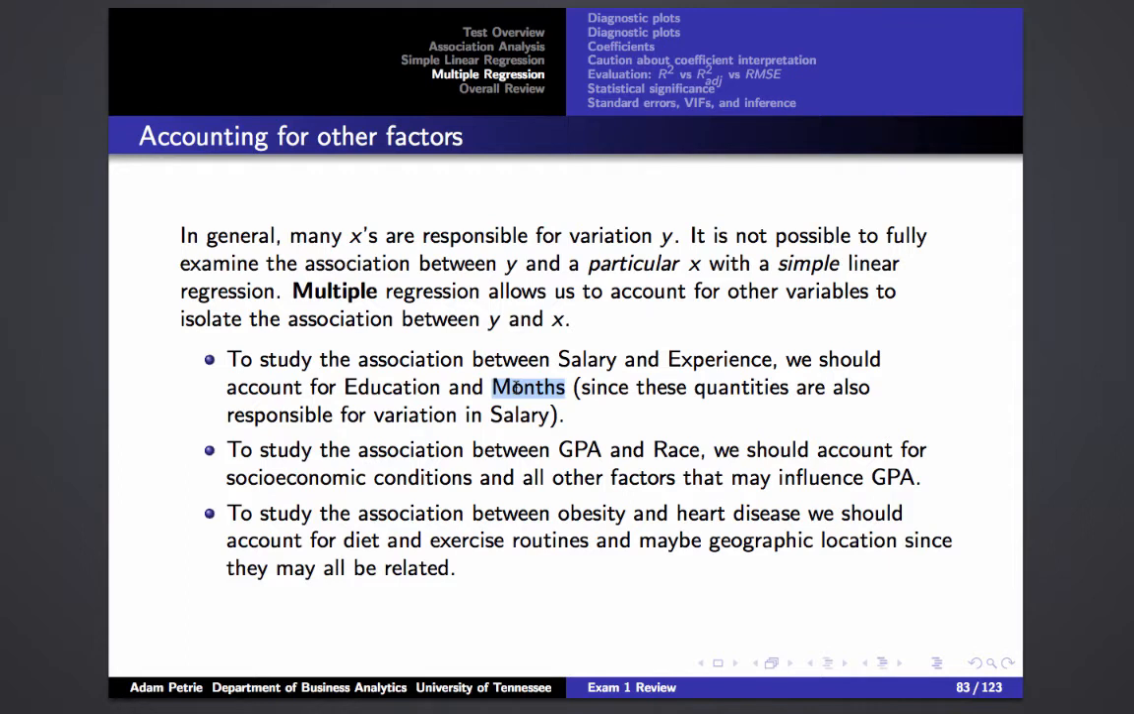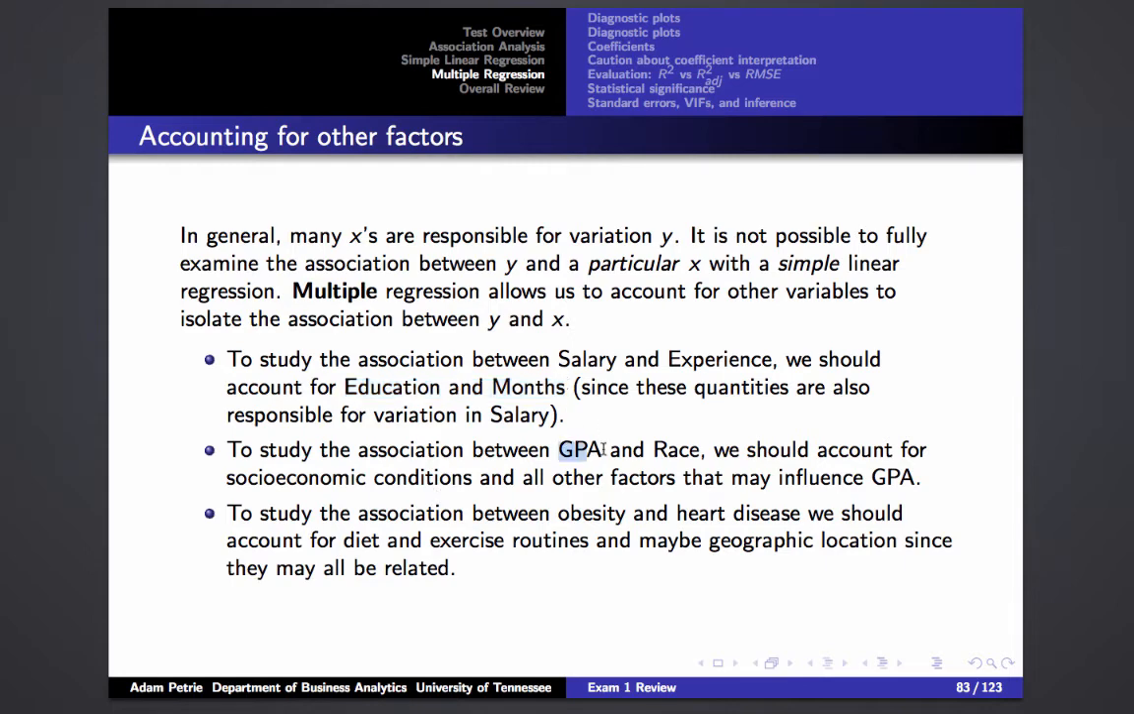So in order to really gauge how salary and experience are related, we need to first account for the variation in salary that's due to education in months. So multiple regression allows us to do that. Throw education in months into the model, then look at the coefficient of experience. All of a sudden, you now have a much better idea of how salary and experience are related.